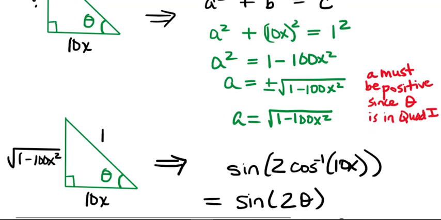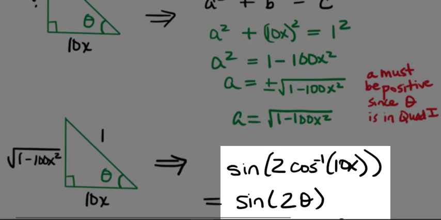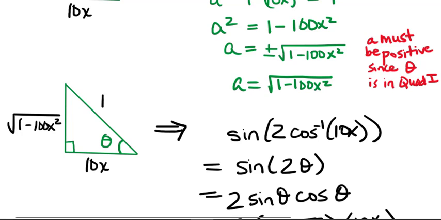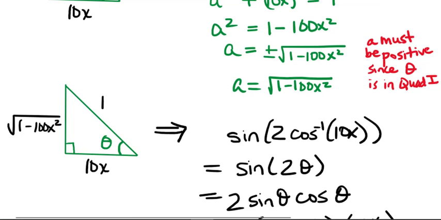And now we have all the information we need to write our trigonometric expression as an algebraic expression without trig functions. The original question was to find sine of 2 times inverse cosine of 10x. We called inverse cosine of 10x theta, so I replaced that with theta. Recognize that they gave us that little hint, remember, to use 2 sine theta cosine theta. We can see here why that's helpful because I don't have information about the sine of 2 theta, but I do have information about theta. I can find any trig function of theta using this right triangle.